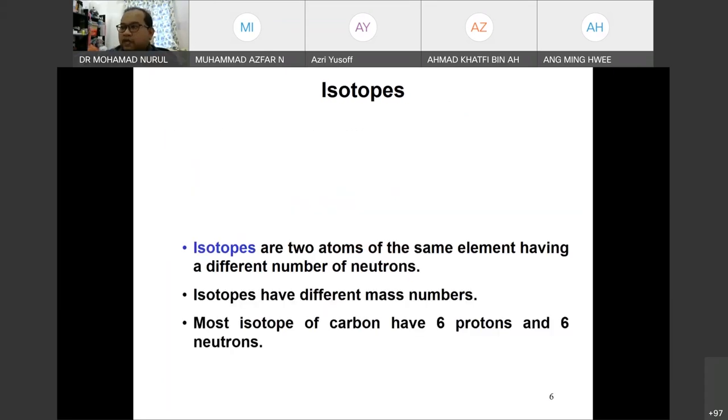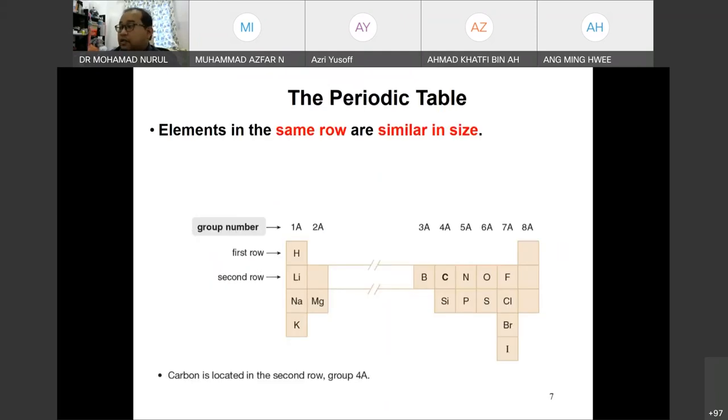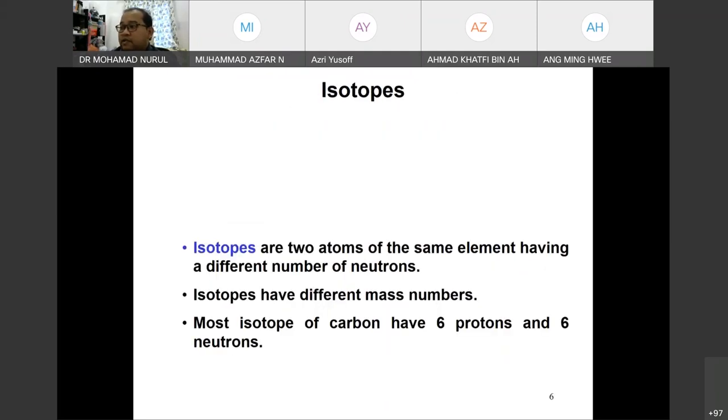So, isotopes. Isotopes are atoms of the same element having different numbers of neutrons, and isotopes have different mass numbers. For example, isotopes of carbon have 6 protons and differing numbers of neutrons.